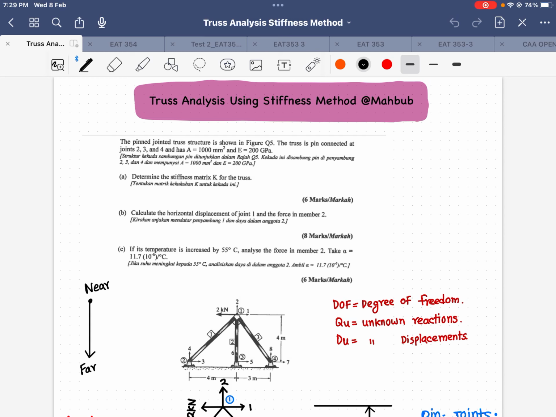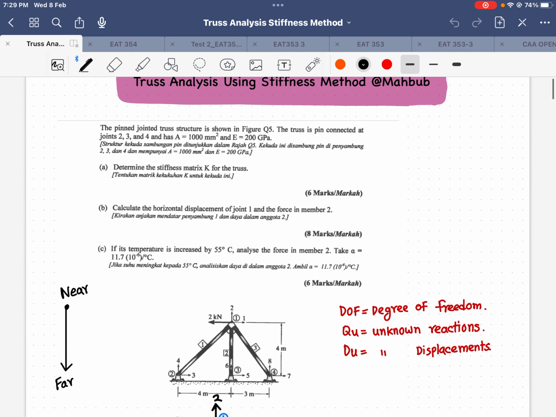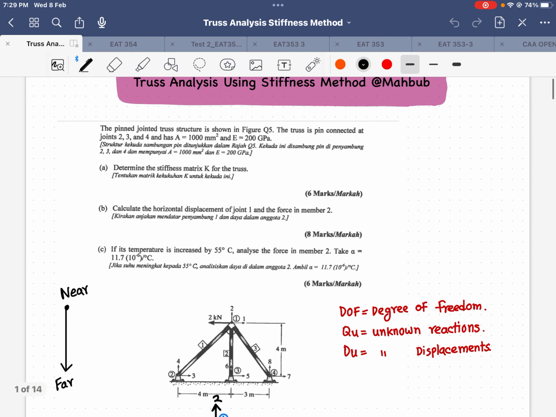Hello everyone. Today we are going to talk about truss analysis, and I'm going to use the stiffness method for analyzing the truss. So here I have taken one question you can see. There is a pin joint truss.